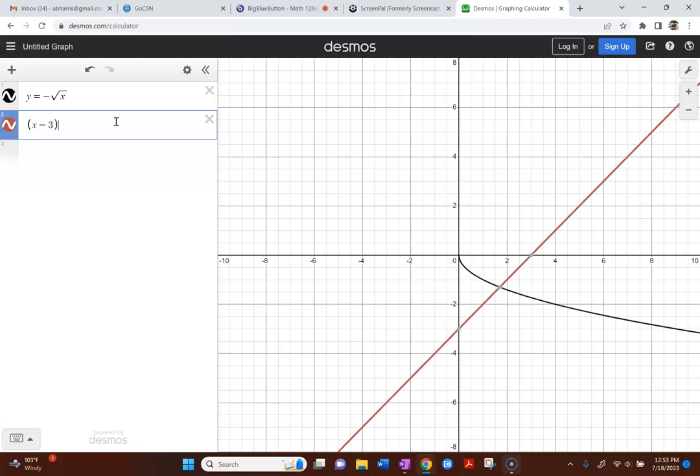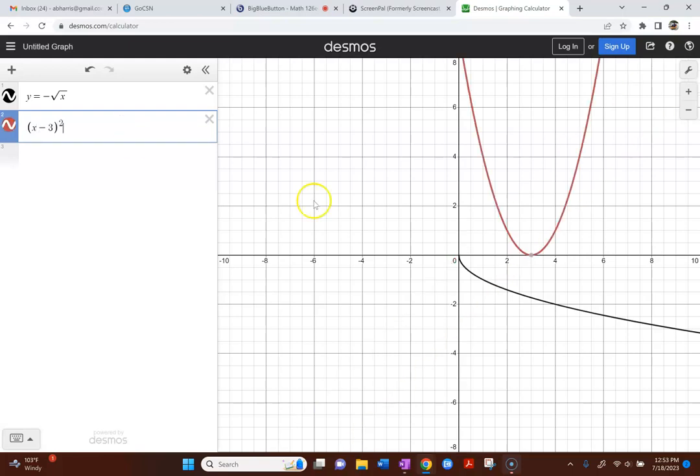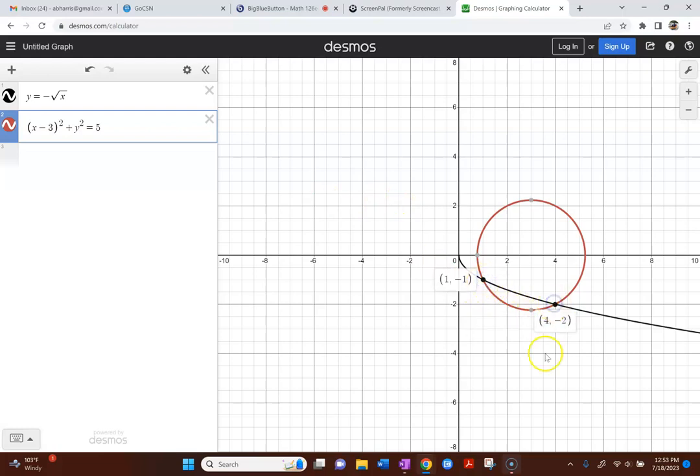The next one was a circle. x minus 3 quantity squared plus y squared equals 5. So it's a circle with, remember, x minus h quantity squared plus y minus k quantity squared equals r squared. So that's a circle with the point 3, 0 as the center, with a radius that's the square root of 5. So the radius is 2 point something. And you see that in red there. And here's where they hit: 1, negative 1 and 4, negative 2, as we solved.